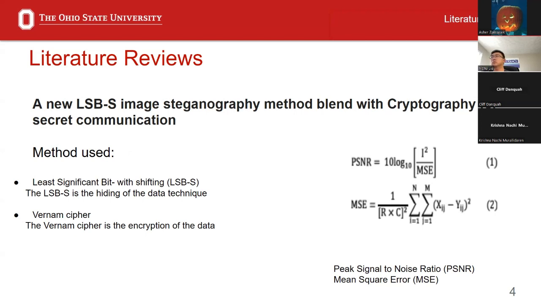The LSB only hides 50% capacity of the images, but the LSB with shifting and the Vernam cipher took care of the rest of the capacity requirement. The PSNR and the MSE are just parameters that determine whether your application really works well.